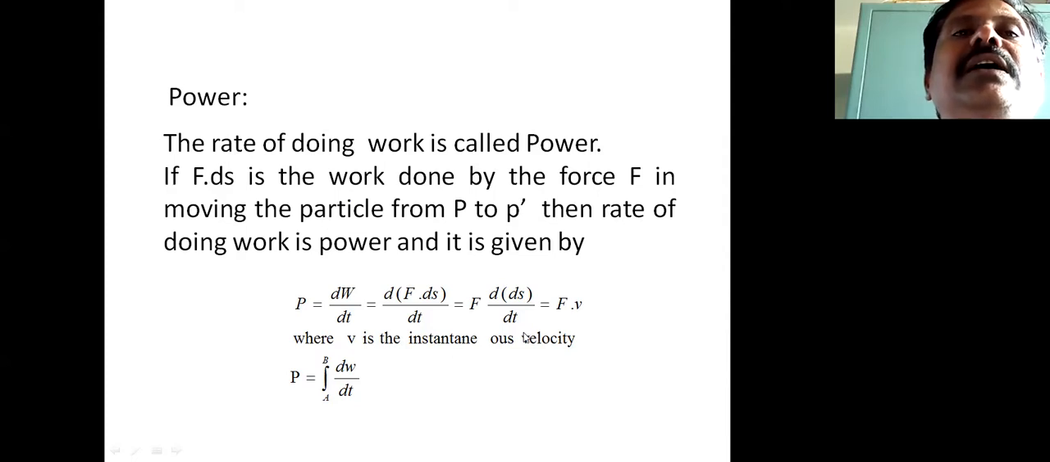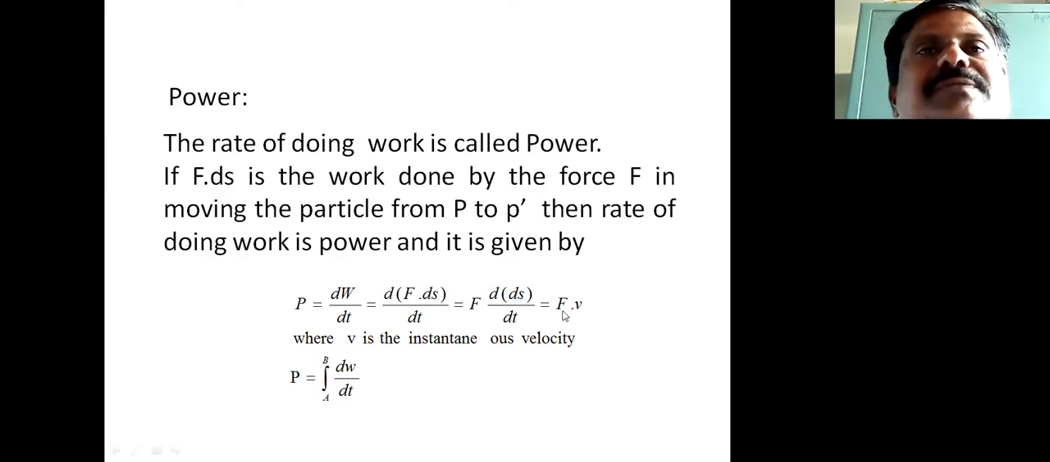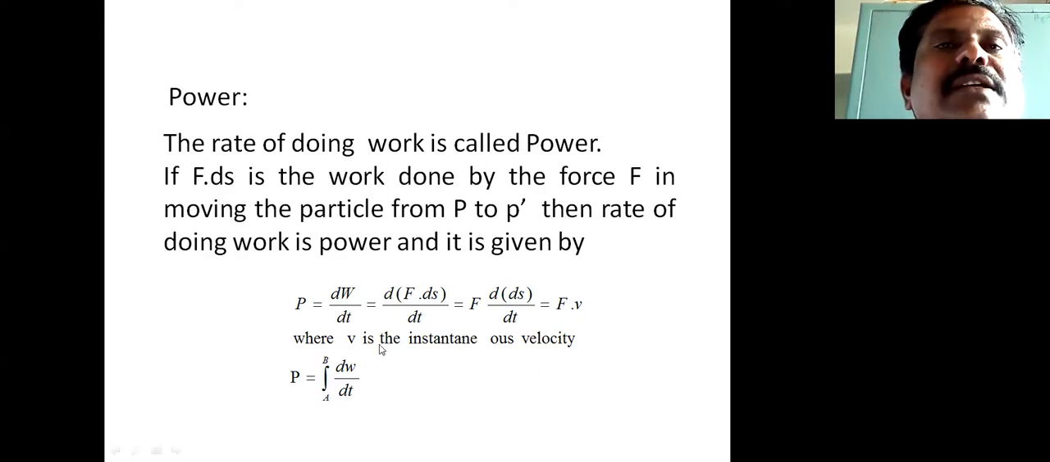So we know that the change in displacement with respect to time is nothing but velocity. Here we have got v, where v is the instantaneous velocity. So the rate of change of ds divided by dt is nothing but velocity, and v is the instantaneous velocity.